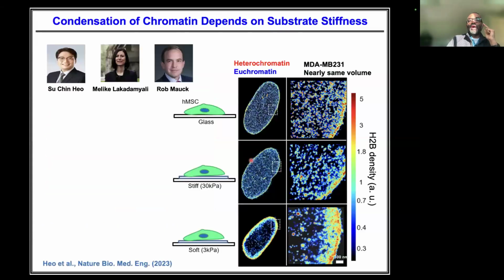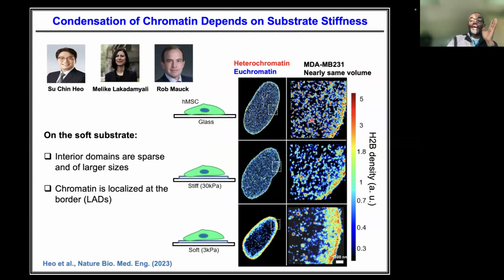So now let's look at how in MDA MB231, the chromatin organization is different when you plate the cell on glass or a stiff substrate or soft substrate. Again, I just want to point out that this is a general result. It holds for almost all the types of mesenchymal cells that we've looked at. If you look at the soft substrate, the interior domains are sparse and of larger sizes compared to the stiff substrate. And quite a bit of chromatin is stacked up against the nuclear lamina. They're also called LADs, lamina-associated domains.